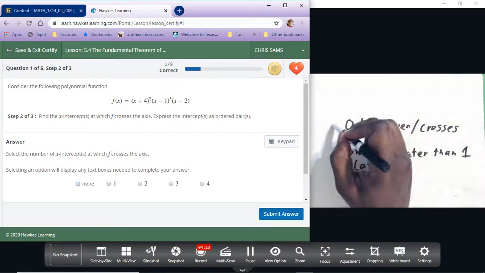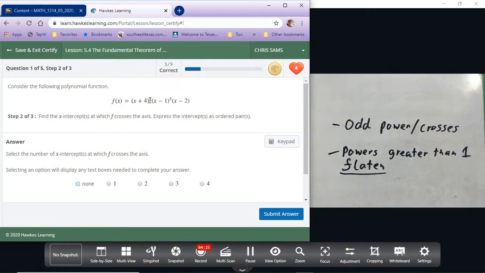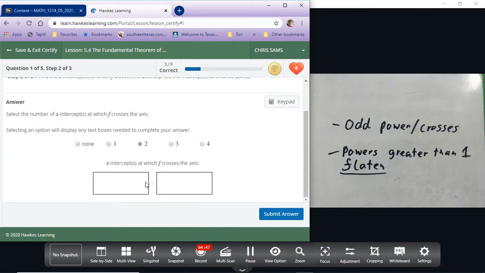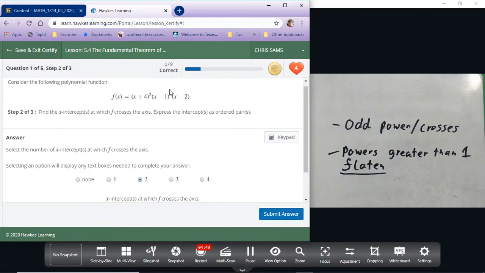Okay, so we got 2 cases. Right now we want to know which ones cross. Alright, so this x plus 4 has an even power, so it will not cross. It will kind of flatten out or do a turnaround. X to the 5th is odd, and this x minus 2 is to the 1st power, which is odd. So we have these 2 that will cross. So we're going to say 2, and they're going to ask you which ones. Okay, so it's the x minus 1 and x minus 2.